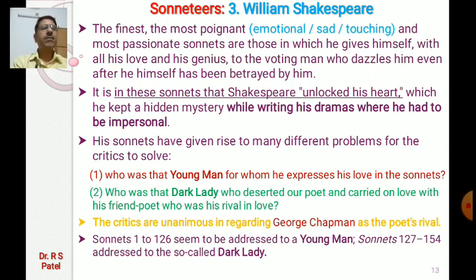He unlocked his heart, which he kept a hidden mystery while writing his dramas, where he had to be impersonal. Shakespeare did not open his heart while writing his dramas, because there he is supposed to be impersonal. He cannot express his personal feelings while writing dramas, and there he never opens his heart. The feelings have been very beautifully expressed in the sonnets. His sonnets have given rise to many different problems for the critics to solve.